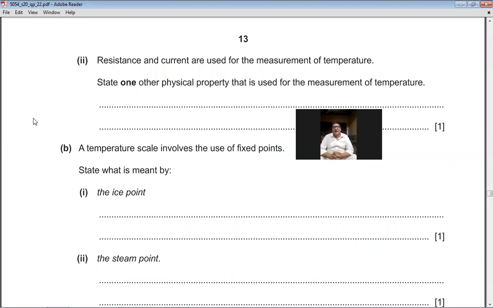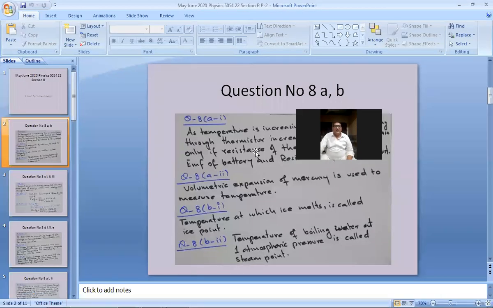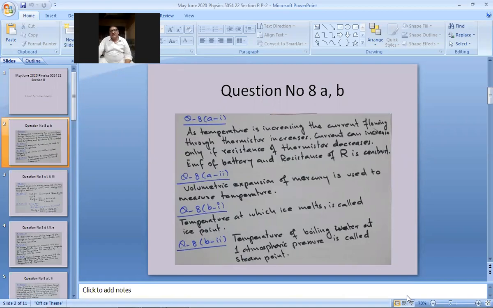For example, the resistance of a conductor can also be used to make a thermometer, and we can also use the volume expansion of mercury to measure the temperature. We can also use the volume expansion of alcohol, and the pressure of a fixed mass of a gas is also used to measure the temperature. So there are many physical properties which can be used to measure the temperature. You can name any of the properties here. Let me show you what I have written, my answer here.